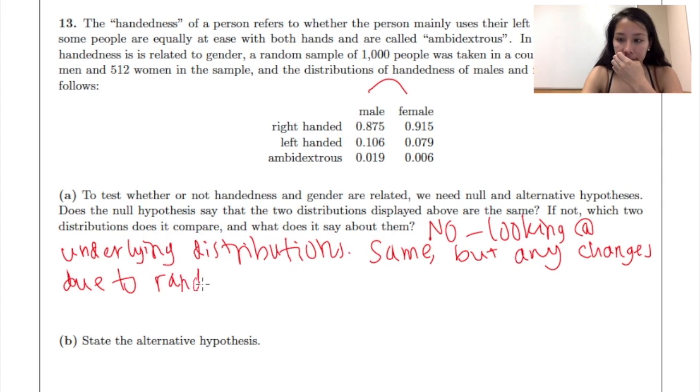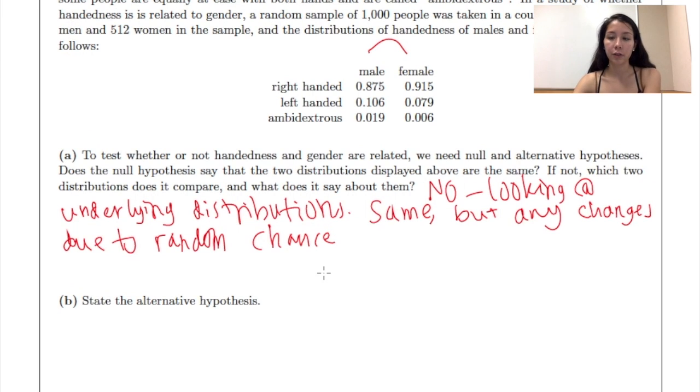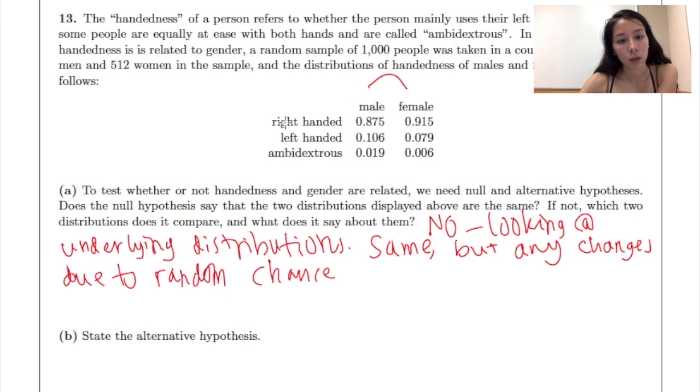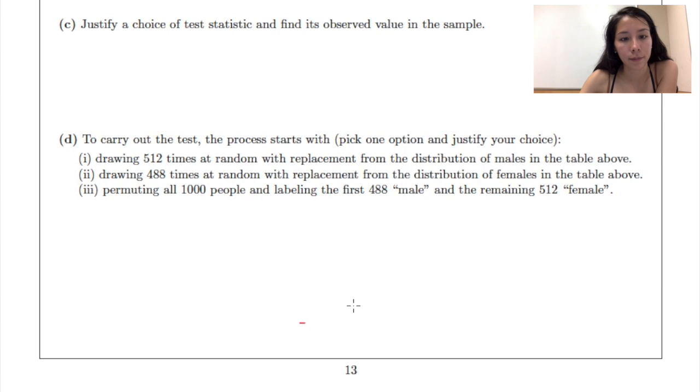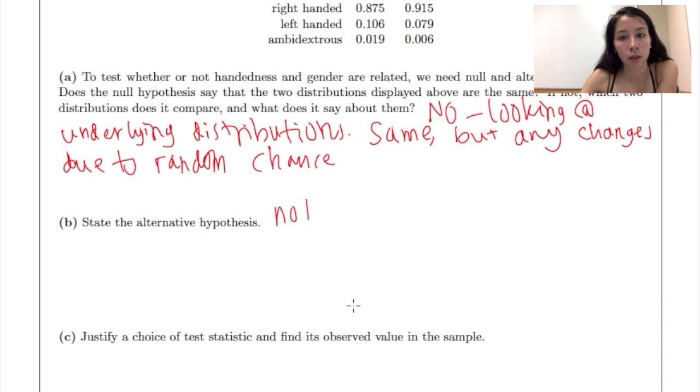So the alternative hypothesis is basically just going to be the opposite, which is that the two distributions are not drawn from the same underlying distribution. Or, in other words, handedness and gender do have something to do with each other.